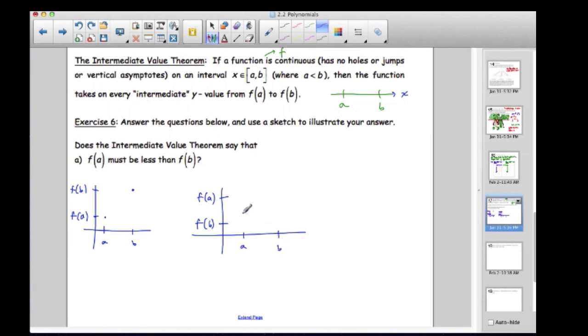This just means that overall from a to b the graph would increase or decrease. So no, the intermediate value theorem doesn't say that. Either of these two sketches is appropriate. All we're saying is that a is on the left and b is on the right for the x values. Okay, so we'll clear that up and we read our graphs from left to right.